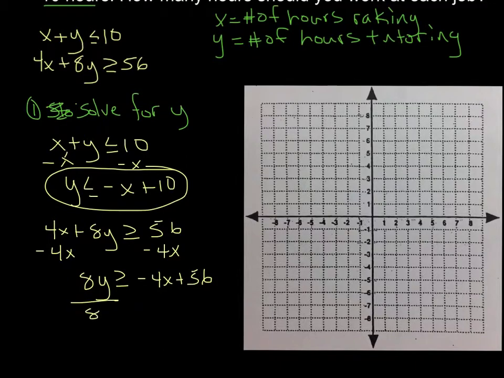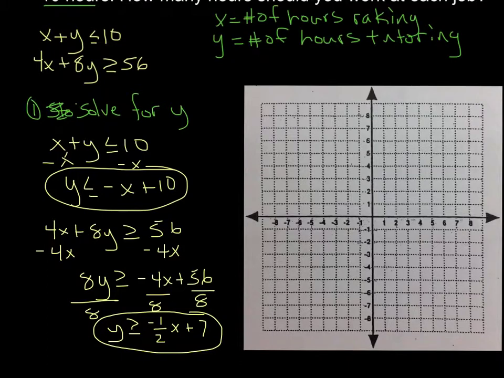Divide everybody in the pool by 8, like such. And y should be, now be careful here, we're dividing by a positive 8 so we don't have to worry about it, but if we were dividing by a negative 8 we would most definitely have to change the inequality. But we won't have to worry about that here. Negative 1/2 x, and 56 divided by 8 is 7. So we solve these guys for y. So now we have two ready to graph equations.